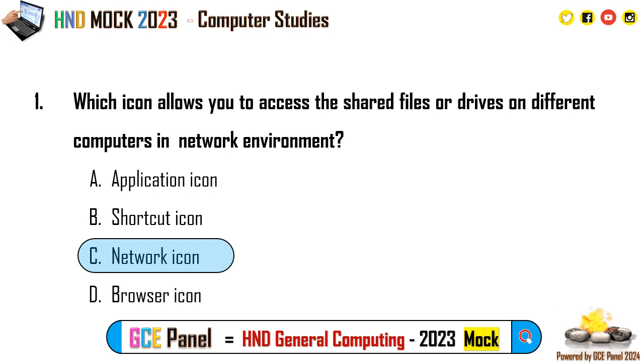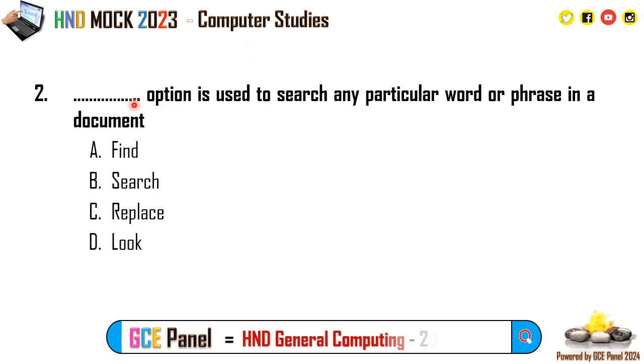Question 2. Which option is used to search any particular word or phrase in a document? Though we are talking about search here, it does not mean that it's the search option. It is the find option. And if you go to Microsoft Word, you can see this find option when you want to search for any word in a text. Okay, so here it is the find option.